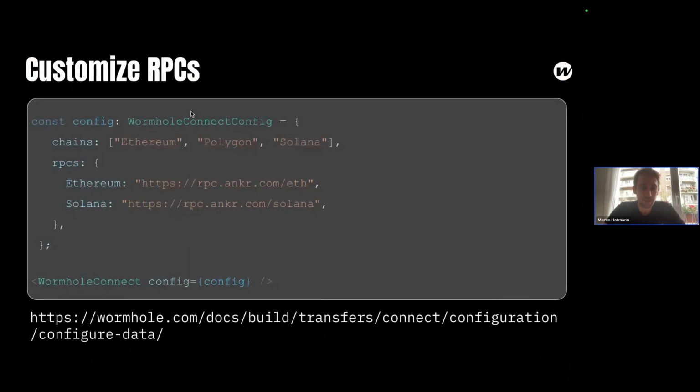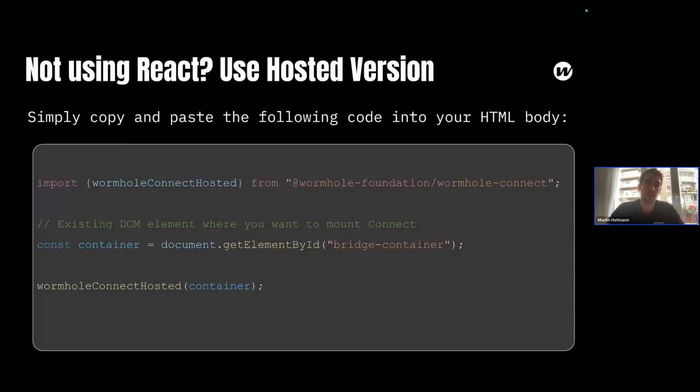Yeah, here we have it, all the RPC nodes. And finally, if you're not using React, you can use a hosted version of the Connect widget. So you just need to copy and paste this code that we have here into your HTML body, and that's it. You're going to have it ready in your application as well.